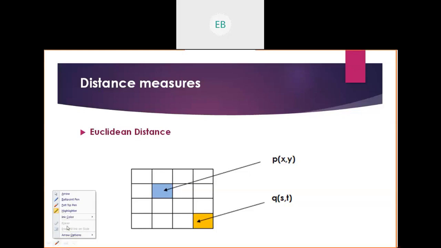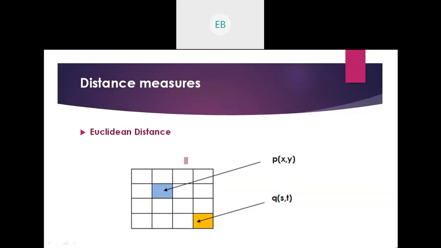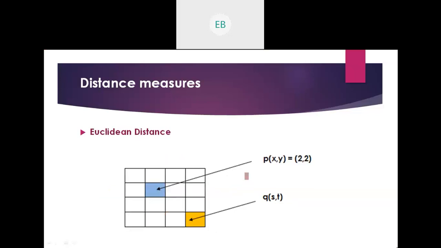So this is the second row, this is the second column. So this point, p of x, y, is 2 comma 2. Yes, so I hope this concept is also clear, the coordinate system. And again, q of s comma t, so q is in the fourth row and fourth column.